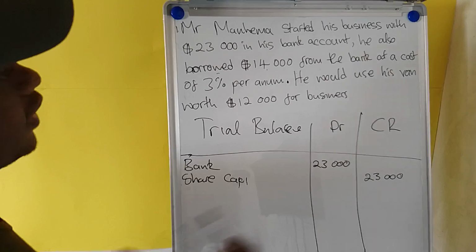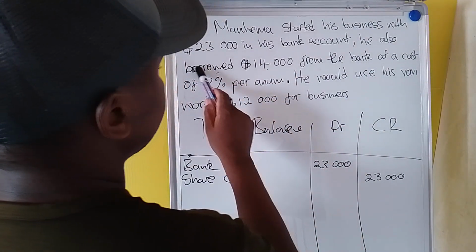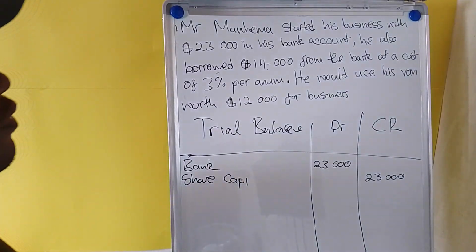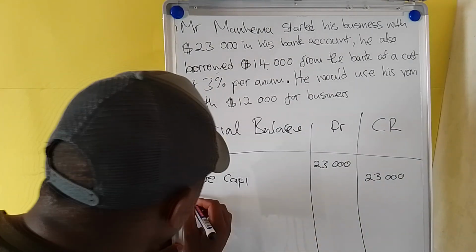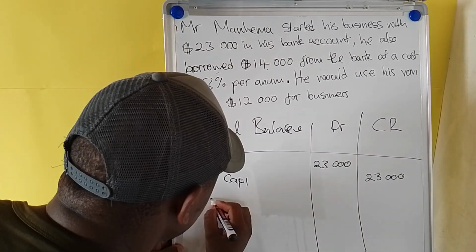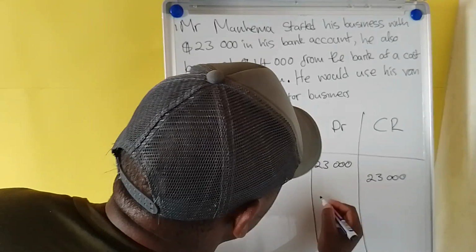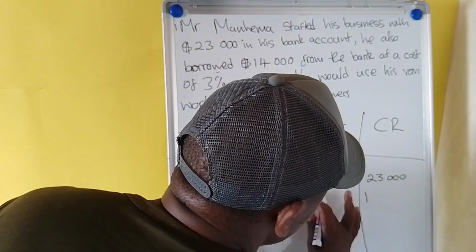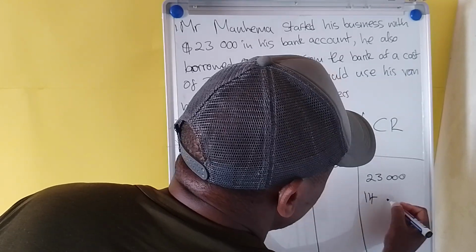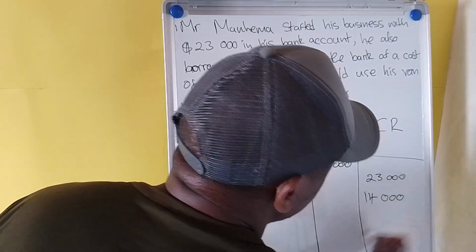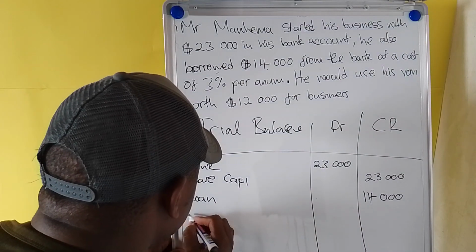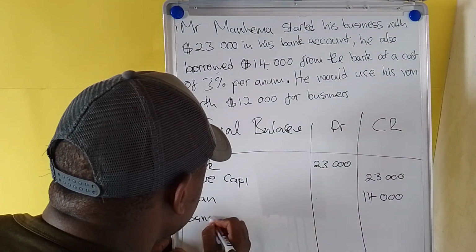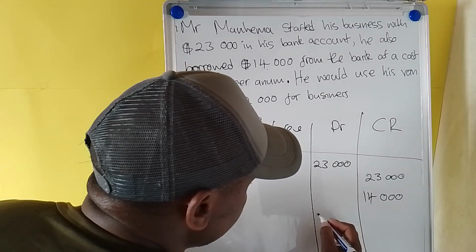Second statement says he also borrowed 14,000 from the bank at the cost of 3%. Now we have a loan for 14,000. The loan is a liability, it actually goes on the credit side. We also have another money injected into the bank for 14,000.